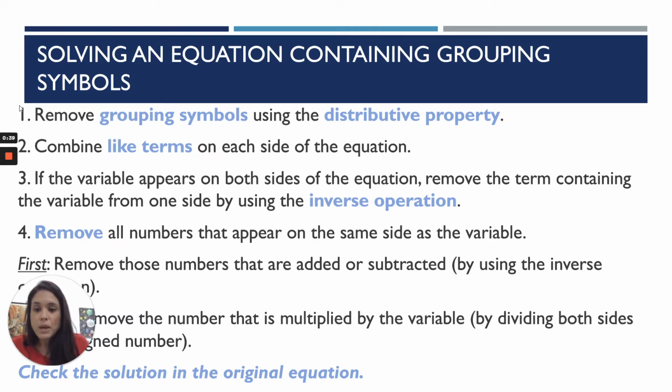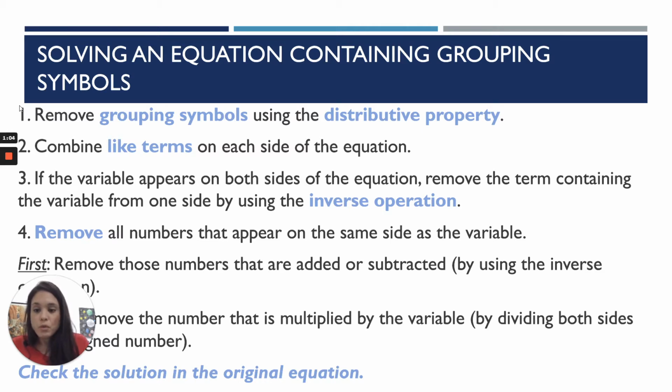If the variable appears on both sides of the equation, remove the term containing the variable from one side by using the inverse operation, such as if there's addition, the inverse would be subtraction. If there's multiplication, you're going to do division. Remove all numbers that appear on the same side as the variable. So the variable needs to get isolated to be all by itself.